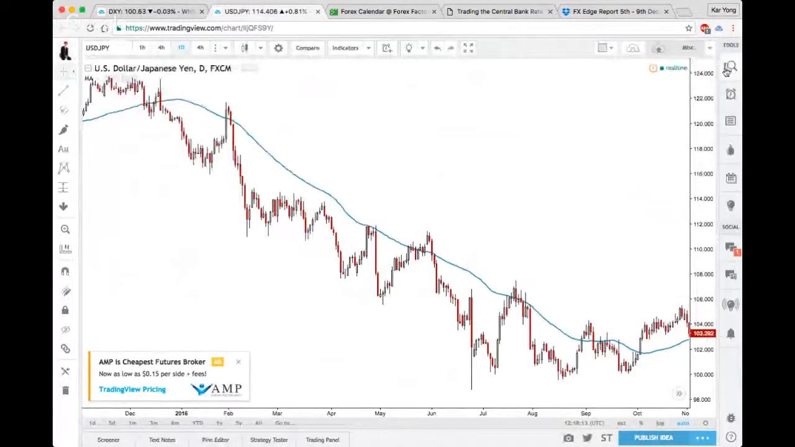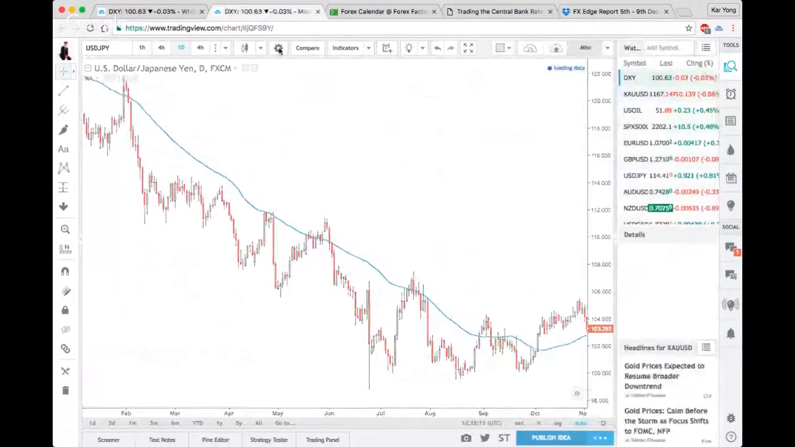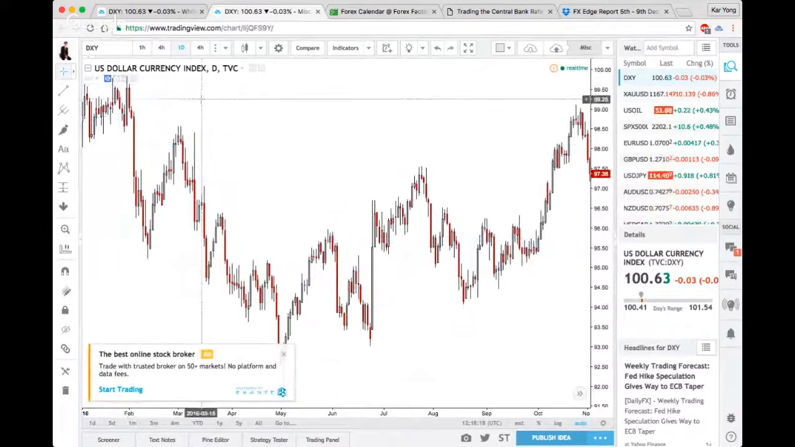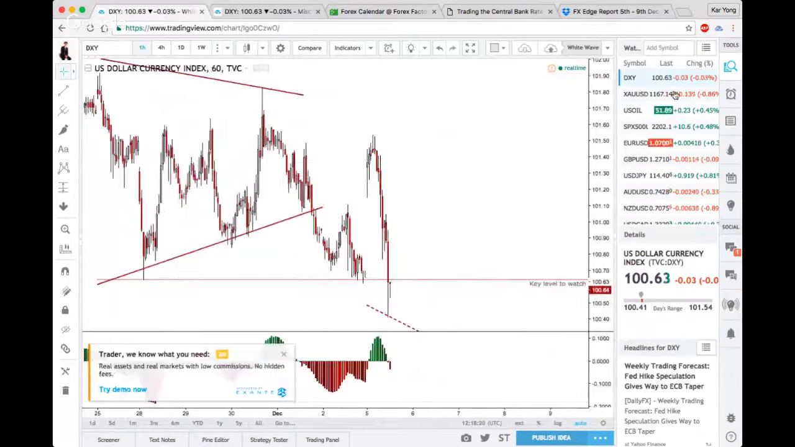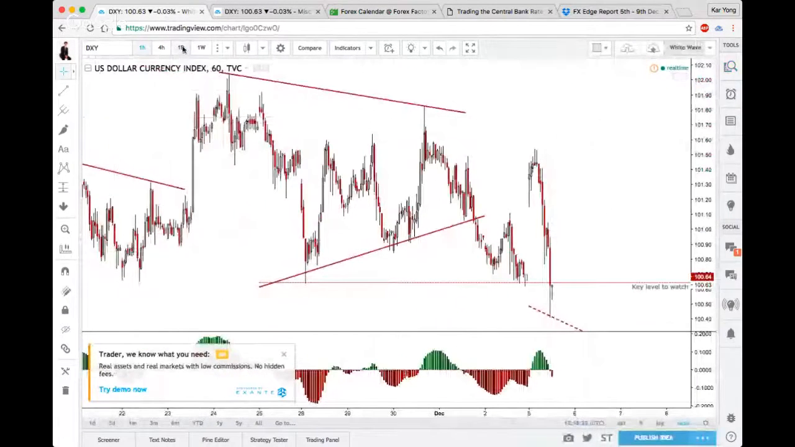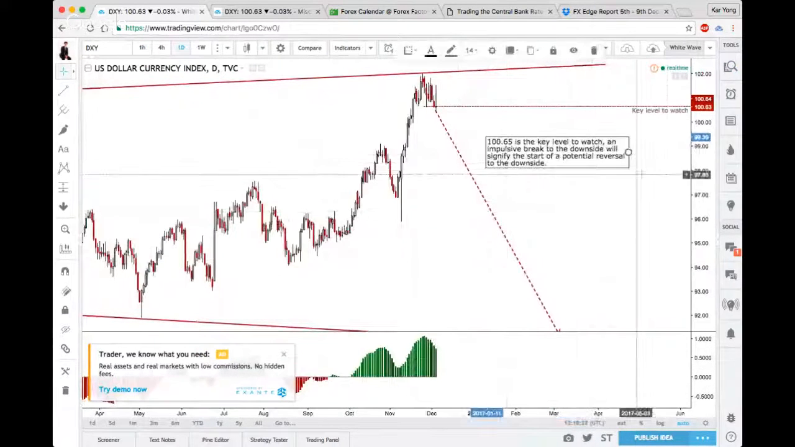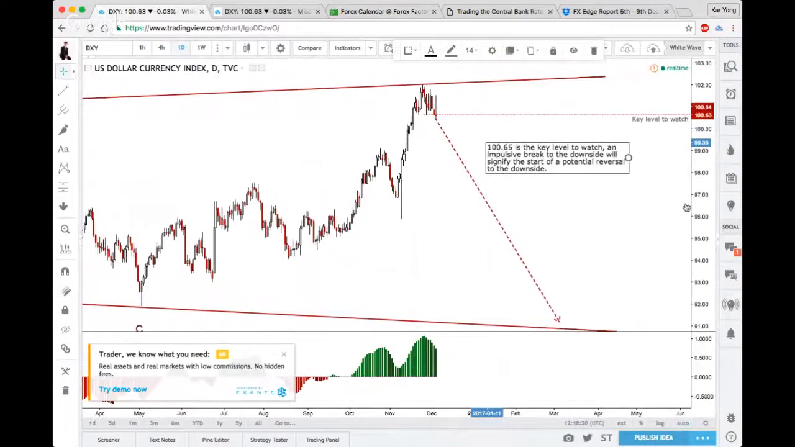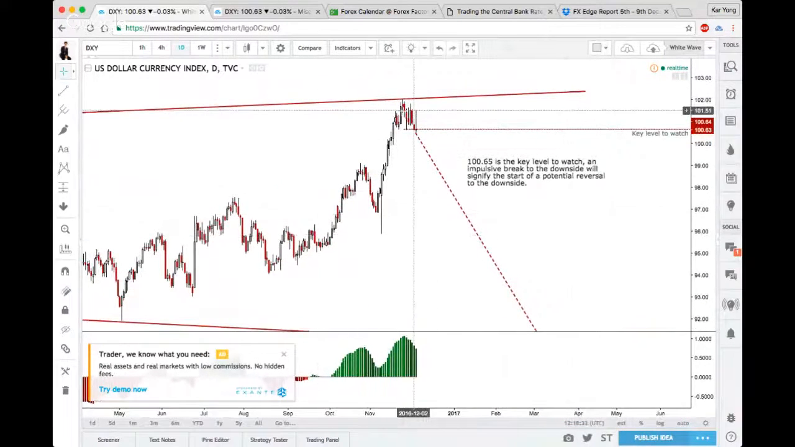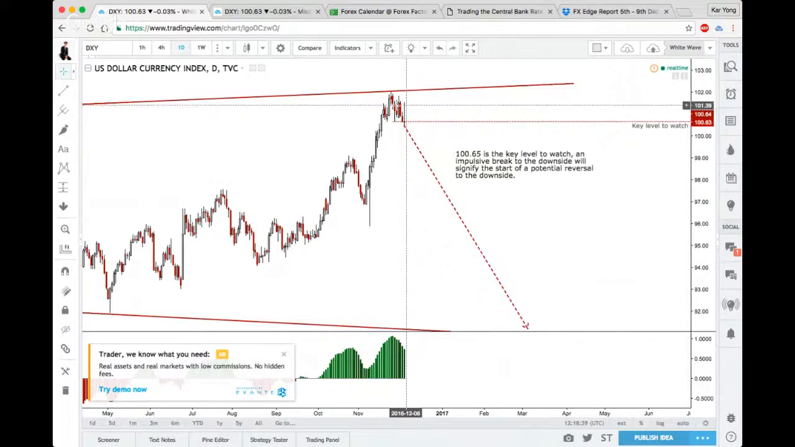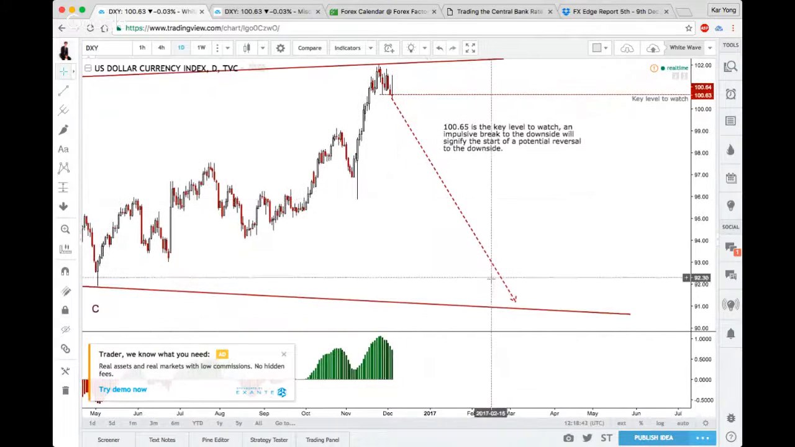For the chart itself, always when you are trading, especially the majors, the first thing you need to look out for is your dollar index, because most of the majors you are trading will be based on the dollar index. My analysis on the dollar index for this particular week is that nothing much has changed since we shared last week. We are expecting a correction, or eventually it might also turn into a reversal to the downside all the way down here.